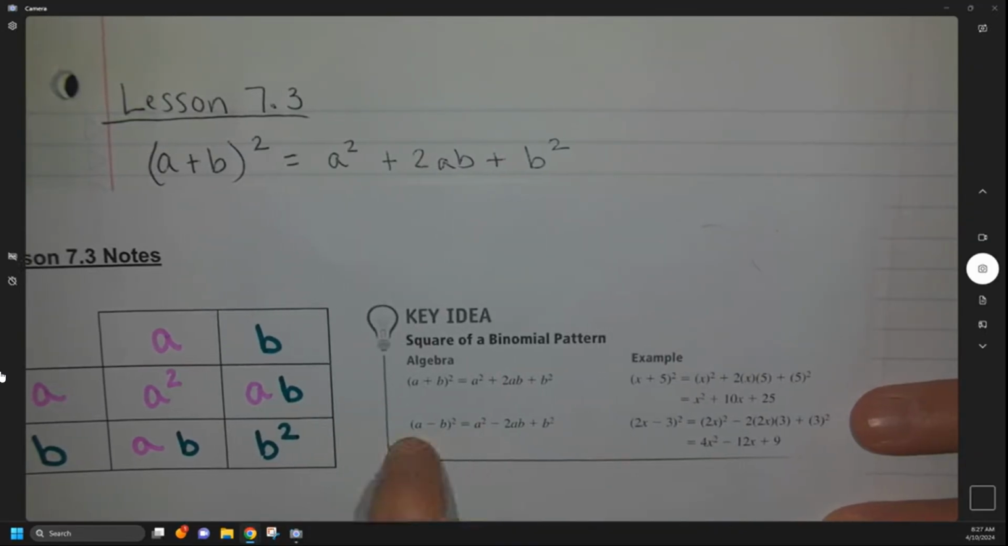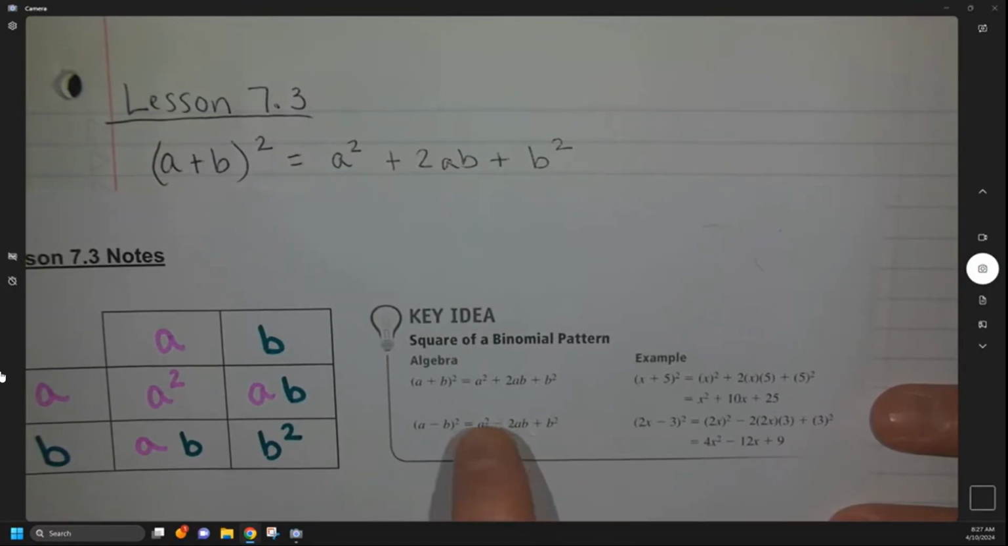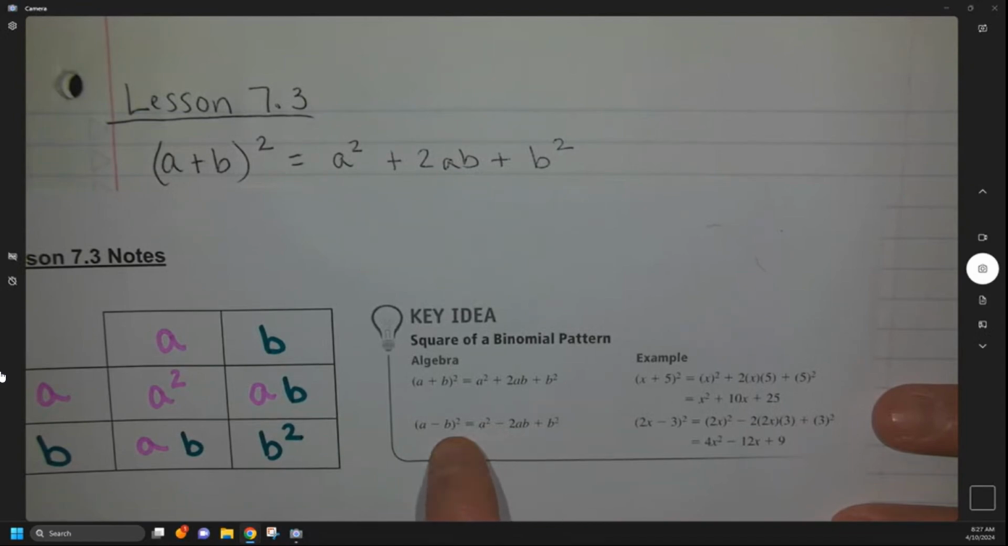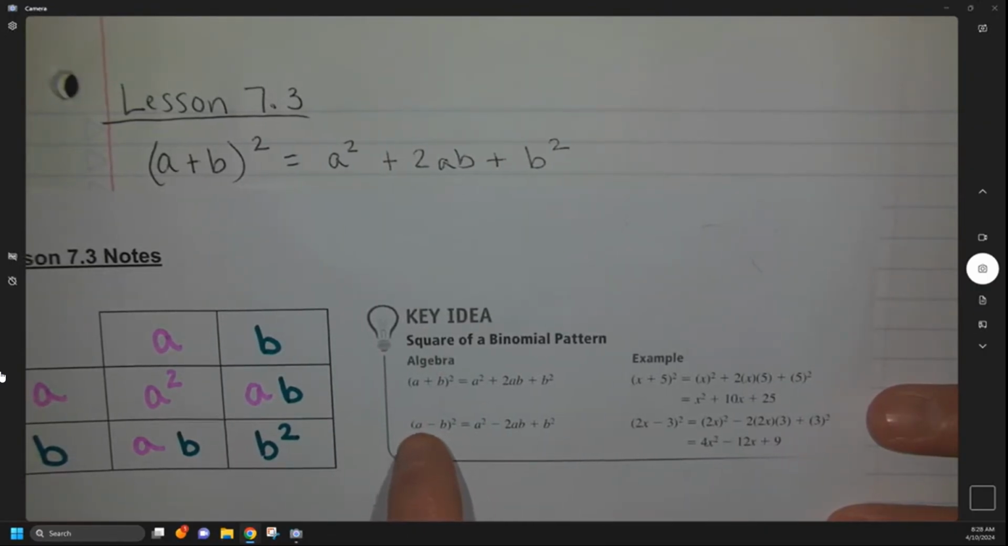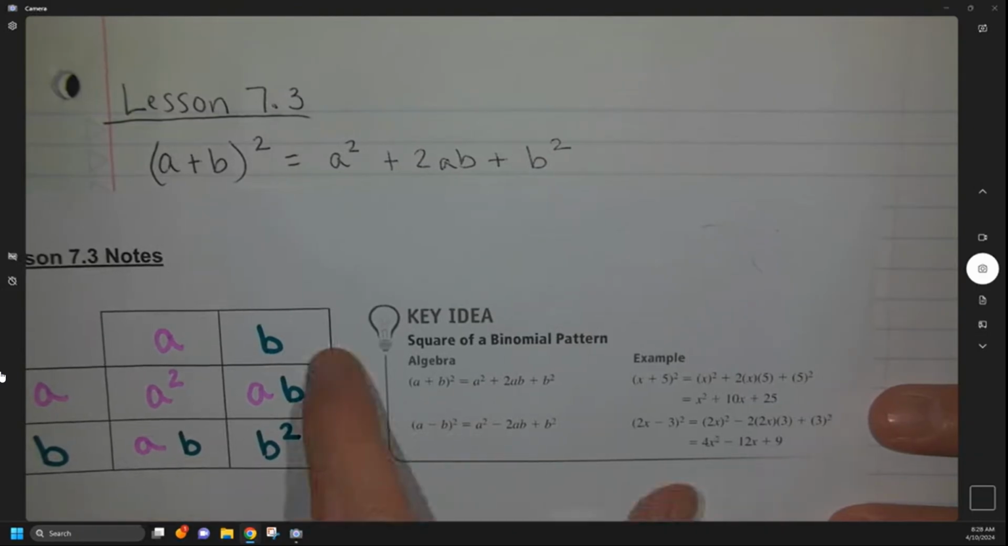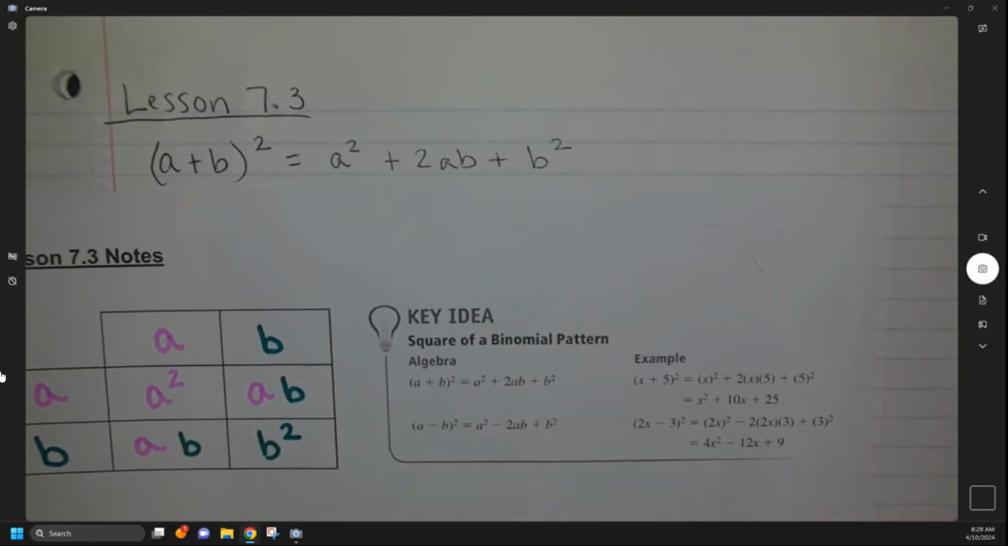If you look down at the bottom one, it's a little bit different when it's a minus b. We still have that first term squared, the last term squared. But in the middle, those two AB terms are both negative, because if I have A times negative B, I get negative AB. If I have A times negative B for the other box, then I would have negative AB. So those two together would be negative 2AB, because I have two of them and they're both negative.